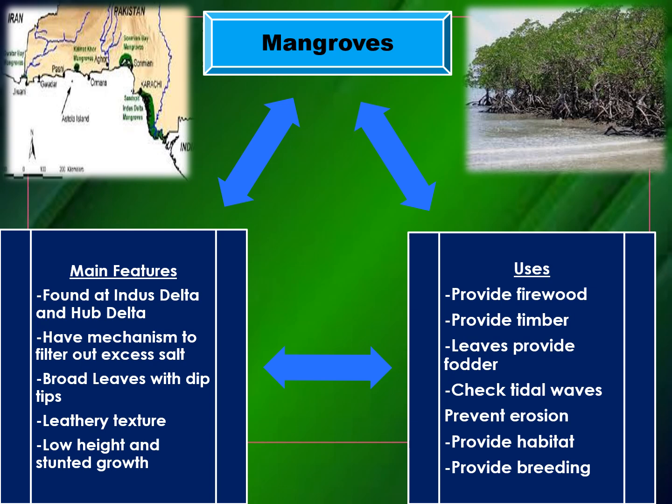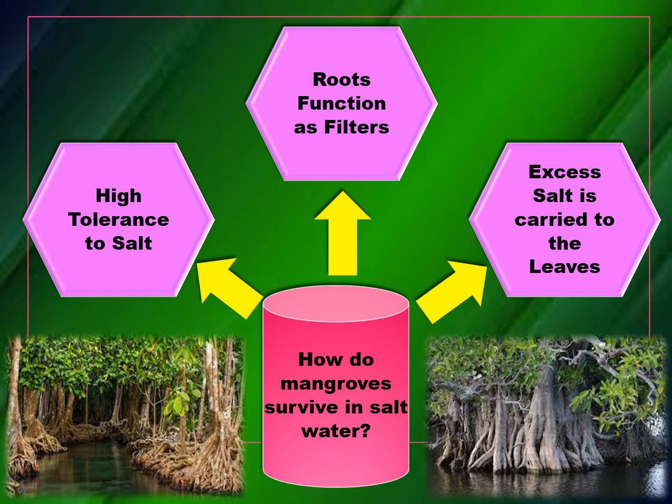Now, there are some natural features of mangroves: mangrove trees possess mechanisms that allow them to flourish in saline environments. The inner tissues of these trees demonstrate significant resilience to salt, and the surplus salt is transported to the leaves and expelled onto their surface. Their roots act as filters, extracting a majority of the salt from the water they absorb.